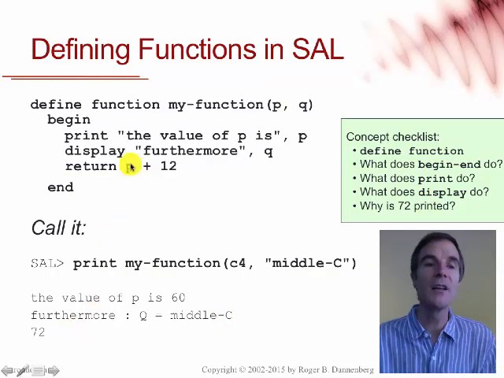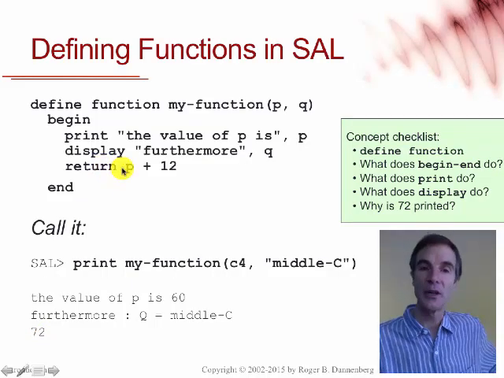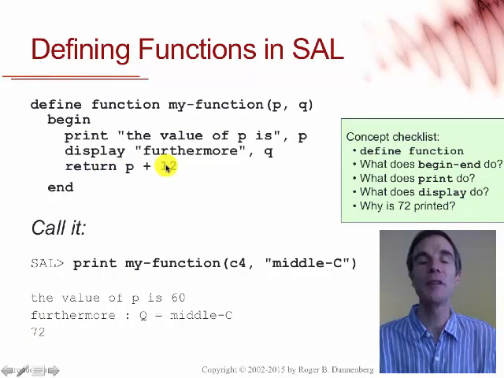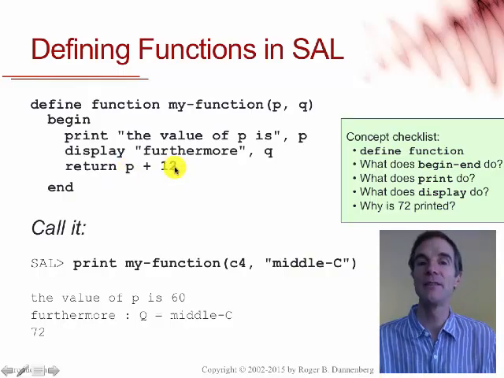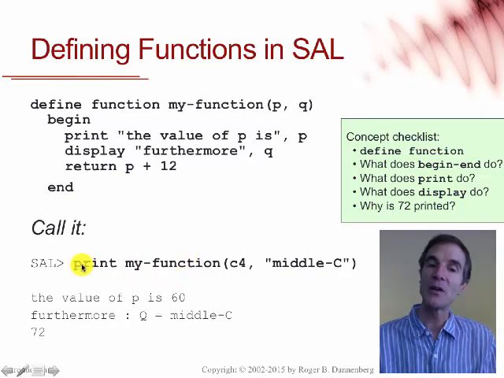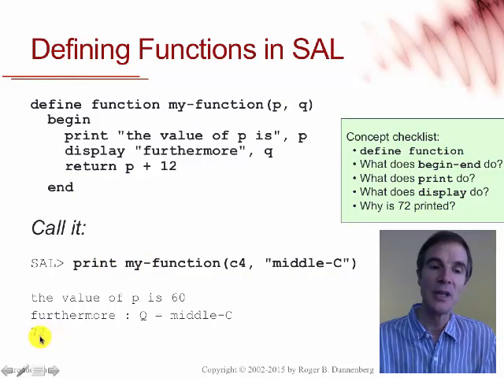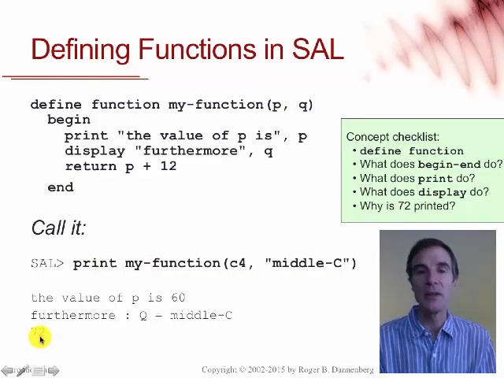And then finally, where does the 72 come from down here? Well, the last statement is a return statement. It says return P plus 12. P was 60. 60 plus 12 is 72. And so the value 72 is returned by my function. Notice that when we called my function, we called it in a print statement. So the print is really printing the value 72, and that's why we see 72 down here.